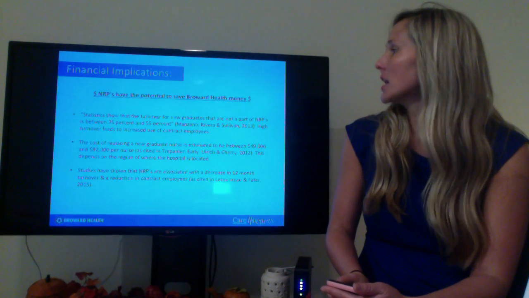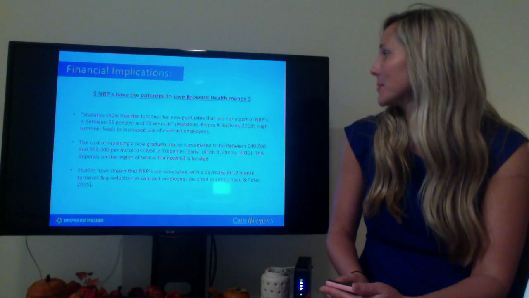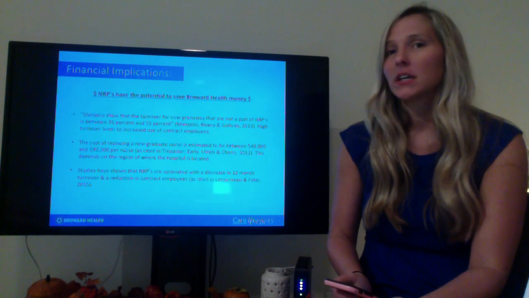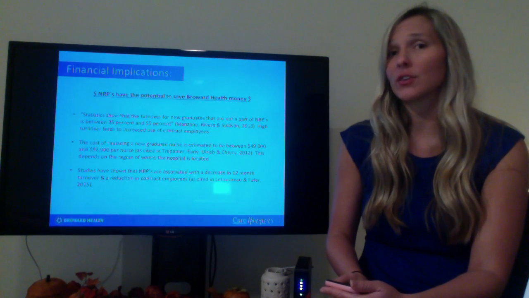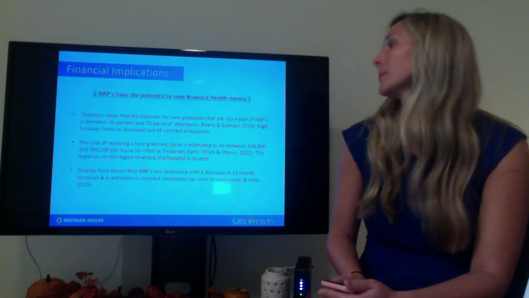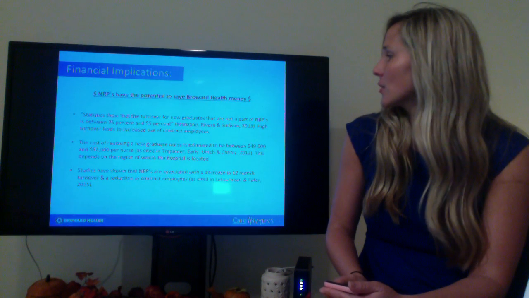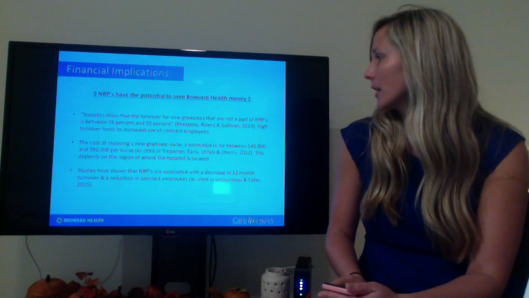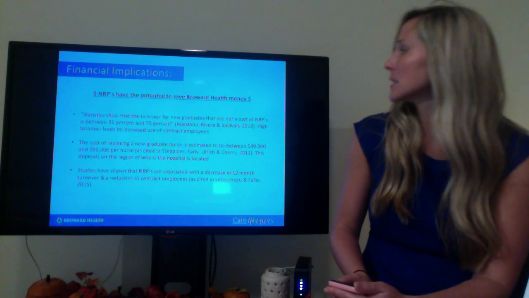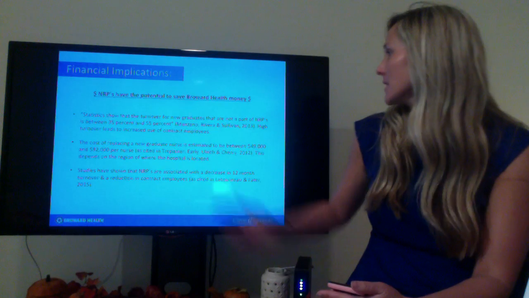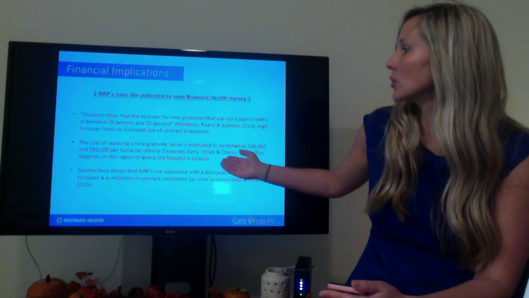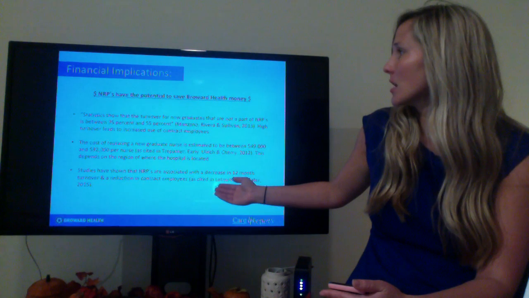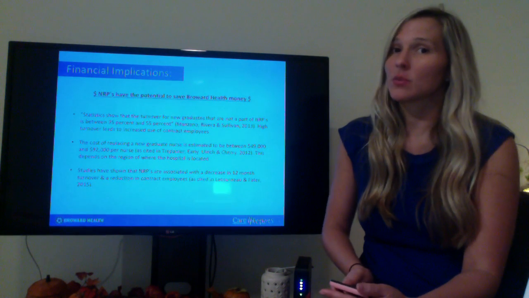And the cost of replacing a new graduate is estimated to be between $49,000 and $92,000 per nurse. This is obviously dependent on the region where your hospital is located. And studies have shown that nurse residency programs are associated with a decrease in 12-month turnover and reduction in contract employees. So if you see that this is how much it costs to train a new nurse, and there's a decrease in the turnover and reduction, then maybe it's something we should definitely think about.